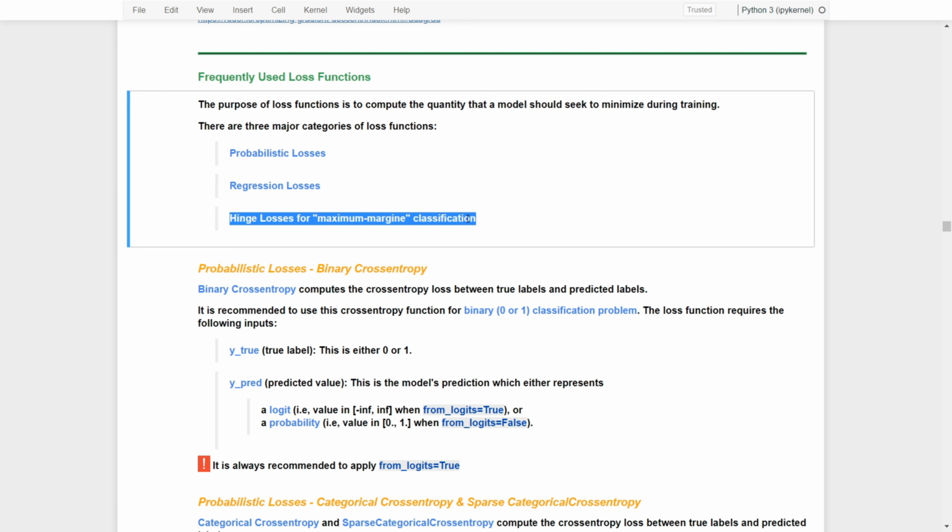for maximum margin classification. In machine learning, the hinge function is a loss function used for training classifiers, and the hinge function is used for maximum margin classification, most widely adopted for support vector machines. And in deep learning, the probabilistic and also regression losses are more widely adopted. So in this course, I will just cover the probabilistic losses and also the regression losses because they are much more popular in deep learning.